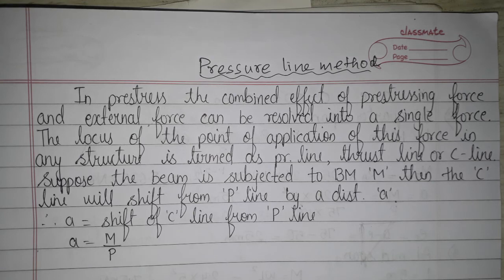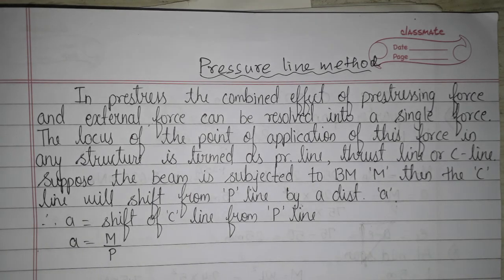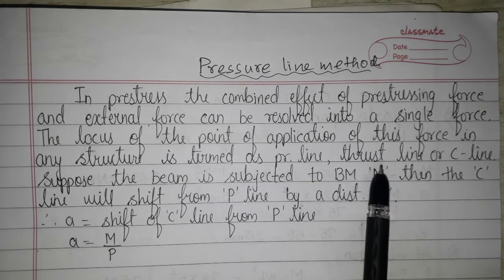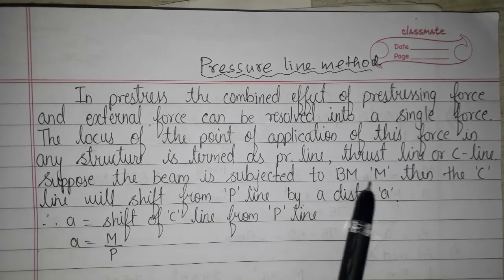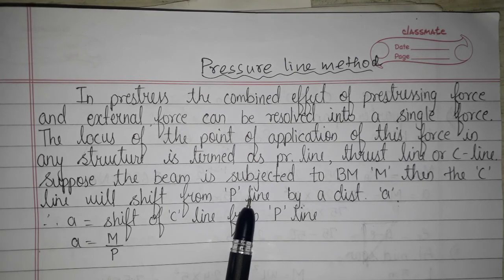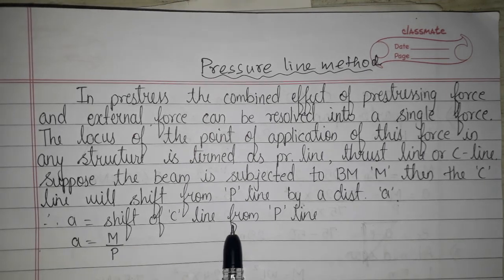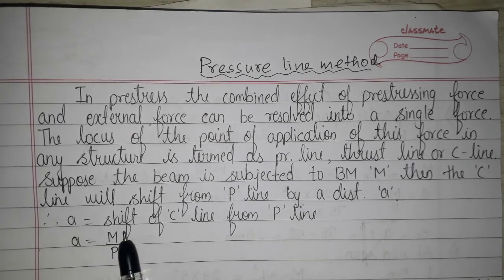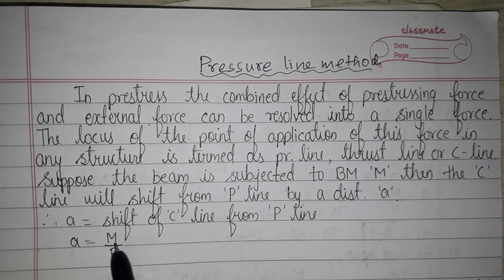The locus of the point of application of this force in any structure is termed the pressure line, also called the thrust line, C line or compression line. Suppose the beam is subjected to bending moment M, then the C line will automatically shift from the P line by a distance A. So A is equal to the shift of the C line from the P line, therefore A is equal to M by P.